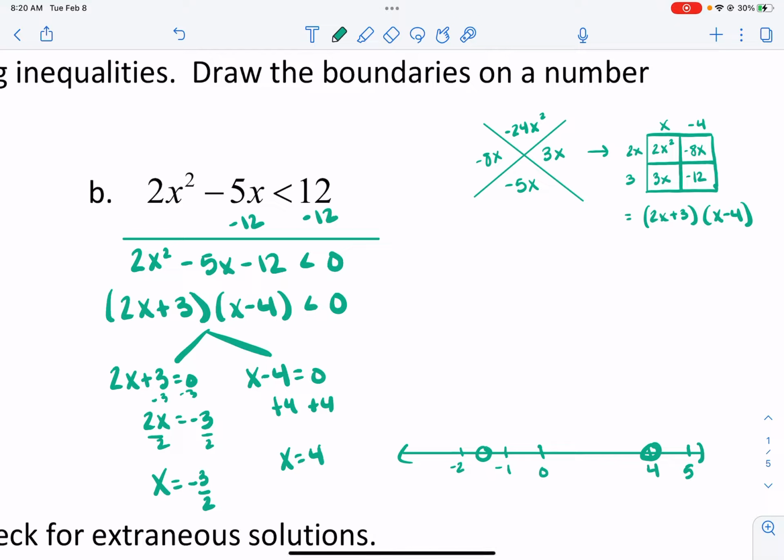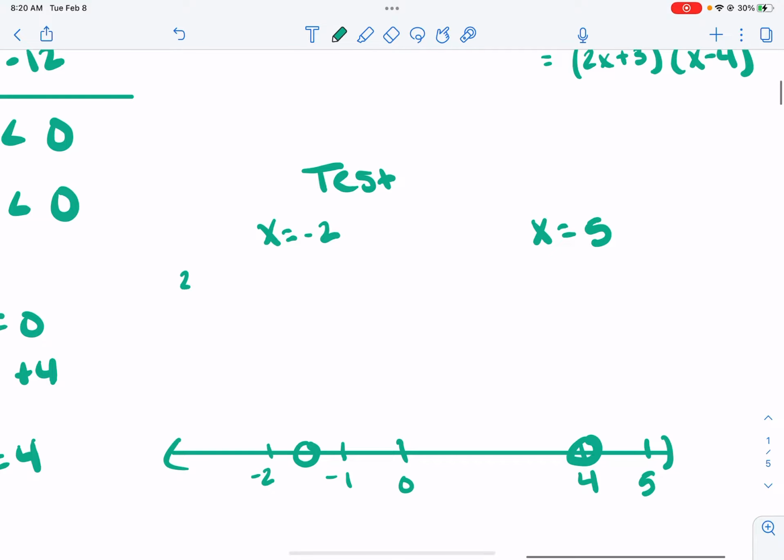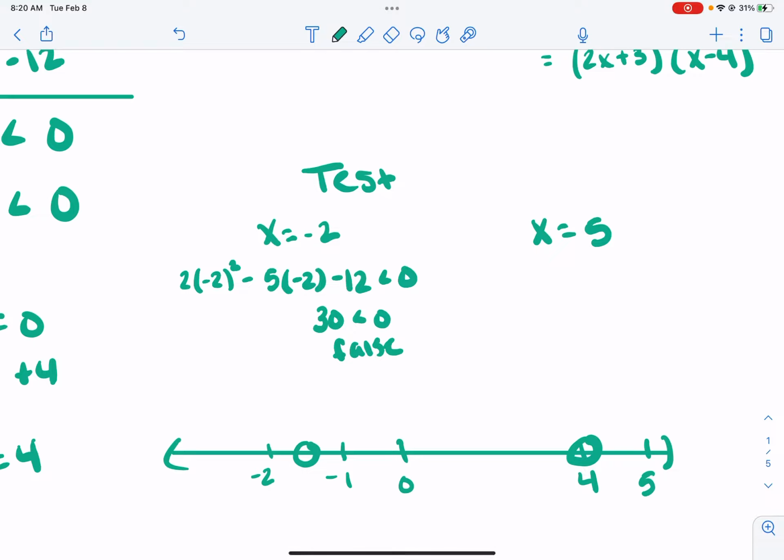So I like to pick sometimes what's on the outside. So let's pick our test points as x equals negative 2 and x equals 5. So we're just going to plug it in and see if it's true or not. So I've got 2 times negative 2 squared minus 5 times negative 2 minus 12 is less than 0. If you solve that out, you get 30 is less than 0. That's false. So that tells me when I put in this point, it's false, telling me from here I need to shade the other way because it's not true if I shade this way.